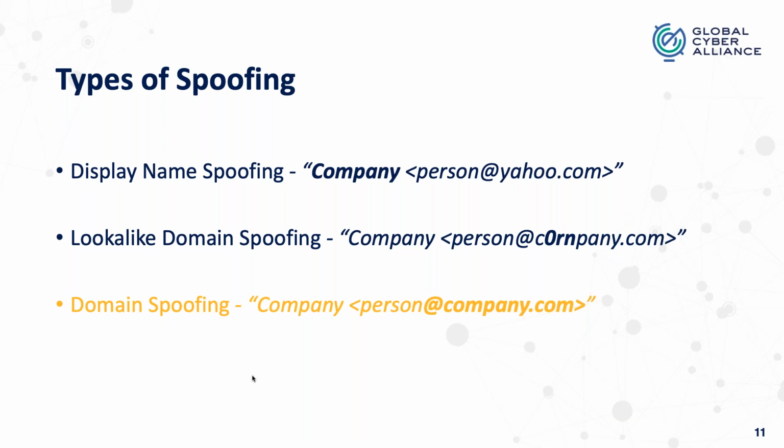Then there's lookalike domain spoofing. This is where they're making it look like it's coming from that particular company, but it's not actually that company, because what they did was change a few things around. Instead of an O, they used a 0. Instead of an M, they used an R and an N, because if you use the R and N closely and look at it really quickly, it looks like an M. So they'll do these different combinations to make it look like it's coming from that particular domain, but it's not. This happened with Google.